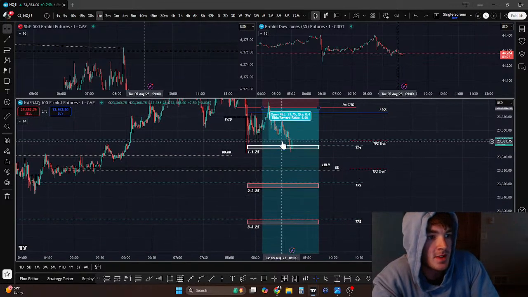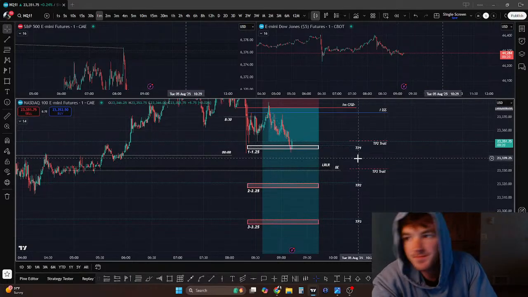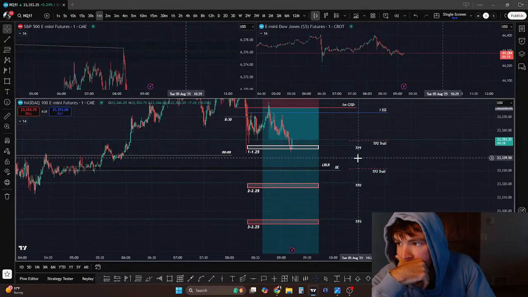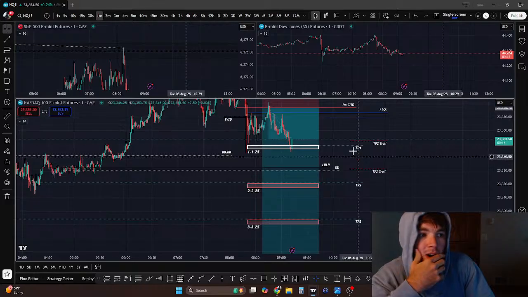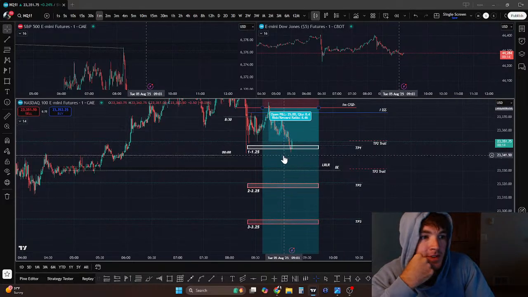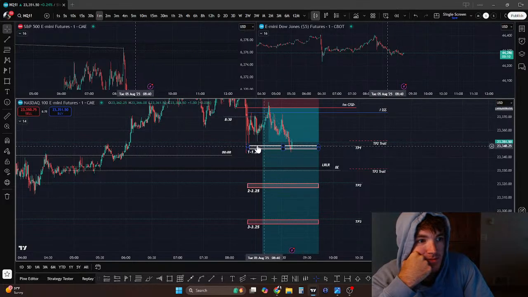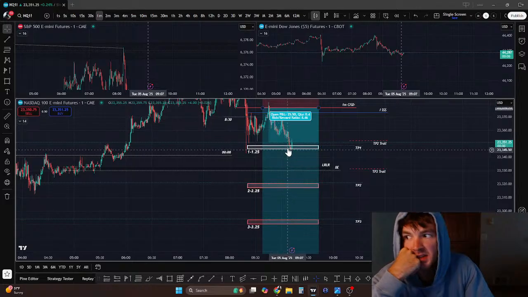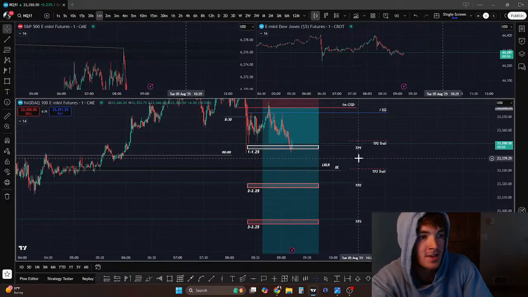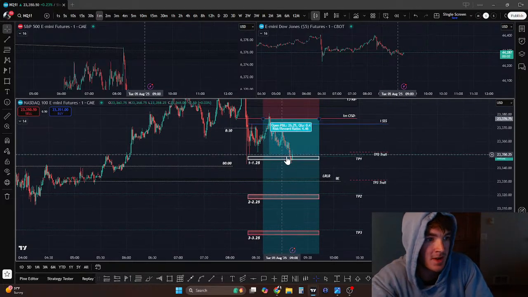Okay, so you can see we're getting a reaction off this first standard deviation. So that's why I took profit here, right? Because we had these lows and we had the first standard deviation, so I knew that'd be a profit taking area. So you can see we're getting a reaction.